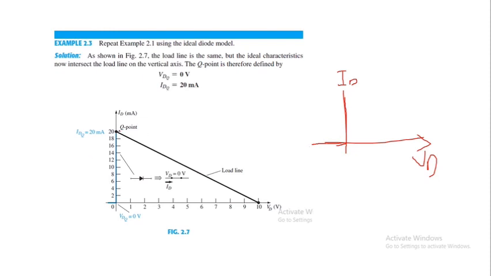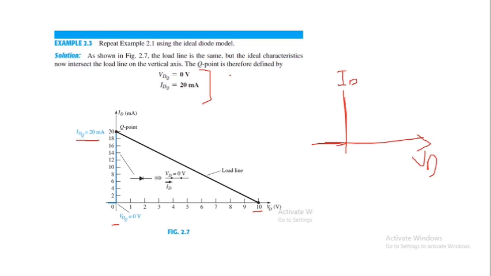Now plotting the load line on this characteristic curve, the same load line which is defined by the network, that is one point is at Id equal to 20 milliampere and the other point is at Vd equal to E, that is 10 volt. Now you can see the load line intersects the ideal curve at this point, which is IDQ equal to 20 milliampere, and VDQ from this intersection is equal to 0 volt. Now the values are quite different from example 2.1, but again it will depend on the accuracy needed for a particular solution.